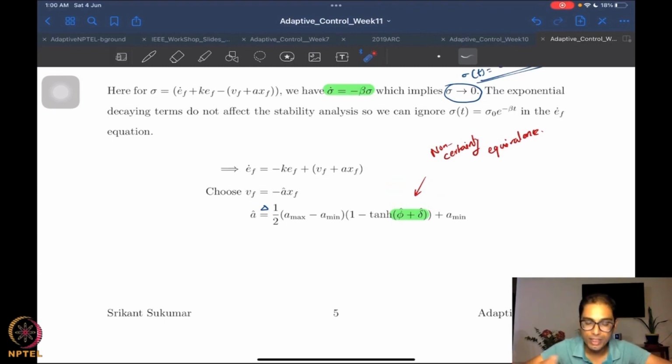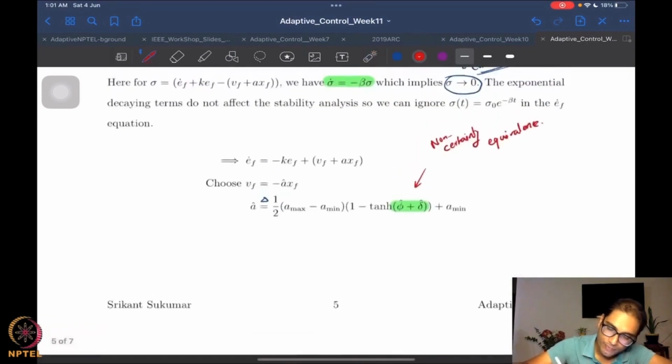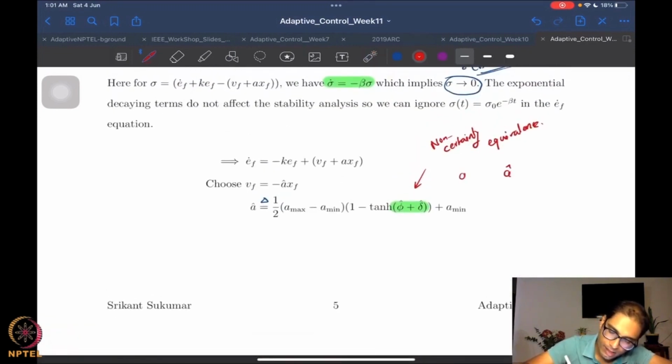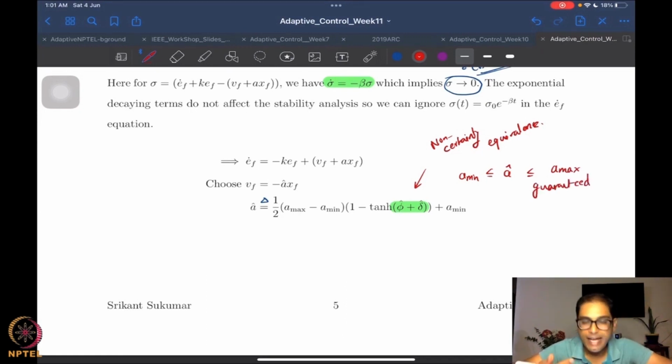So it's not exactly following the certainty equivalence principle. But the idea is that the overall expression is exactly the same. Whatever be phi hat plus delta hat, this A hat is definitely going to lie between A min and A max. This is guaranteed by virtue of the property of the tan hyperbolic, that it lies between -1 and 1 irrespective of what the argument is. So you're bound to lie between A min and A max, and this is what we want. And this is essentially projection.